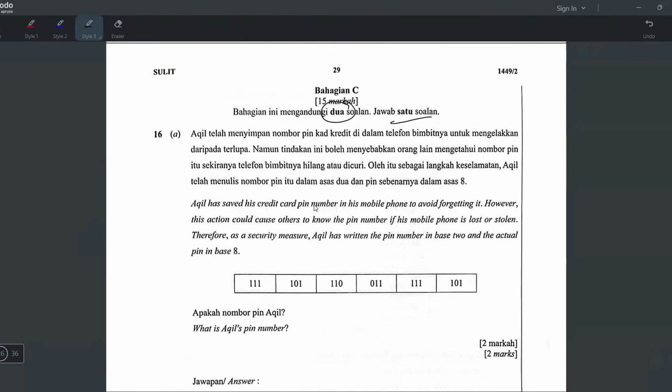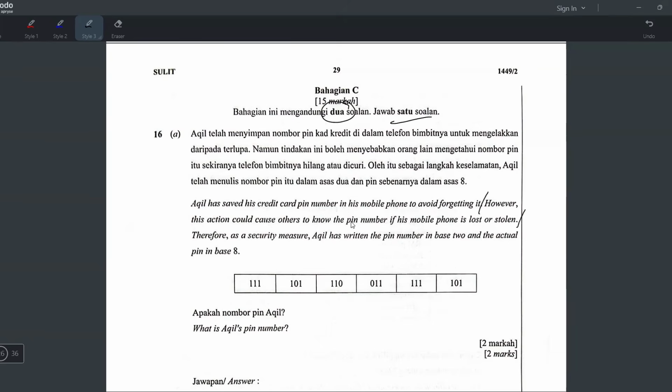Akil has saved his credit card PIN number in his mobile phone to avoid forgetting it. Okay, usually I do that also. I save all my password somewhere, so that if I forget, I just go look for it. Okay, however, this action could cause others to know the PIN number if his mobile phone is lost or stolen. Yeah, that makes sense, because if you lost your mobile phone, someone might break into it. Therefore, as a security measure, okay, Akil has written the PIN number in base 2.